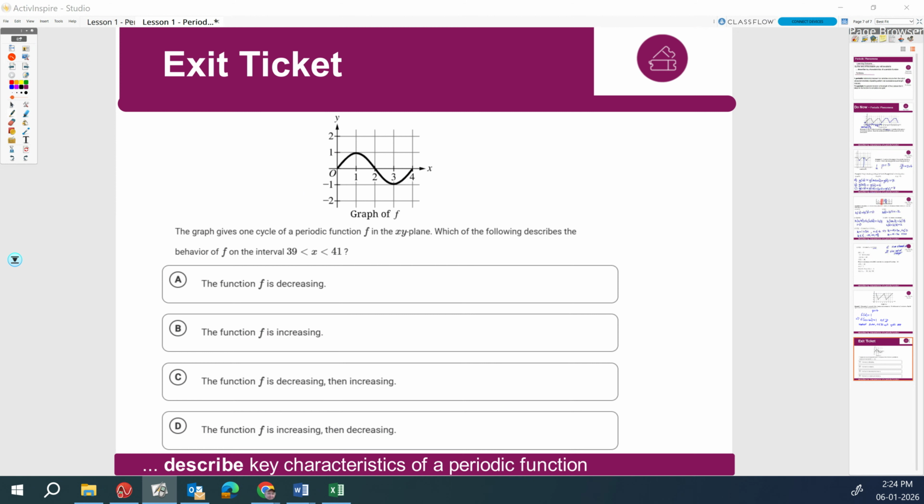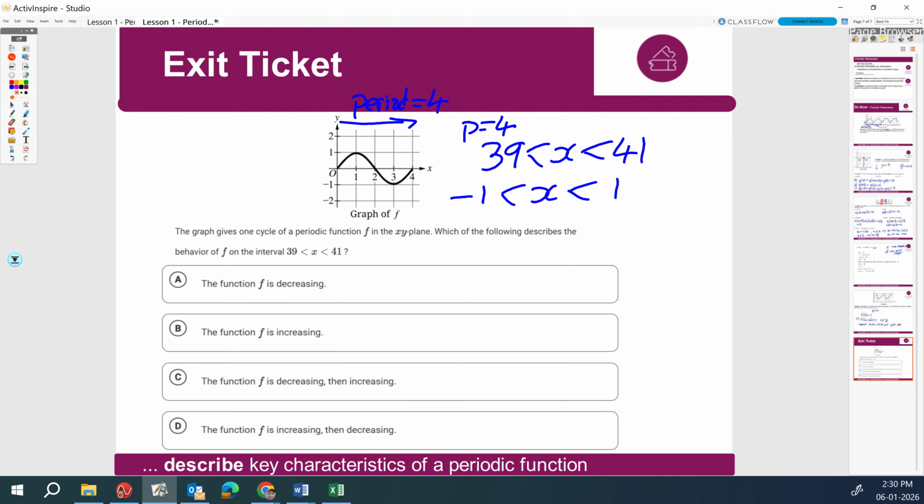Have a go now. Okay, so firstly, we can see that the function repeats itself, so the period is equal to 4. So we have p is equal to 4. It repeats itself every 4. We have the interval 39 is less than x is less than 41. I can subtract 40 from this. So if I subtract 40, which is 10 periods, I'll get minus 1 is less than or equal to x, which is less than 1.